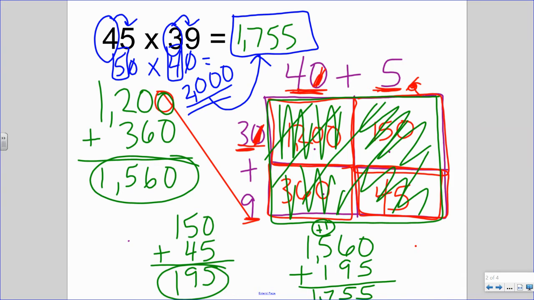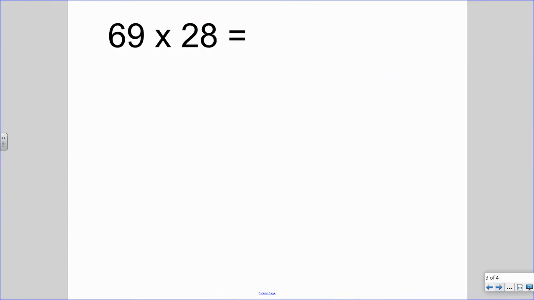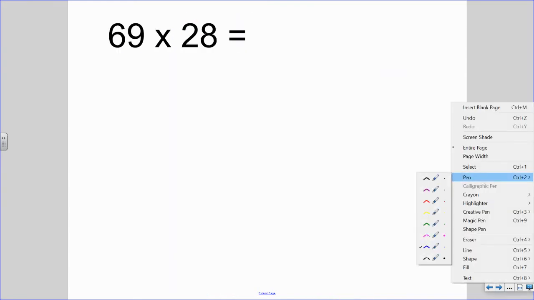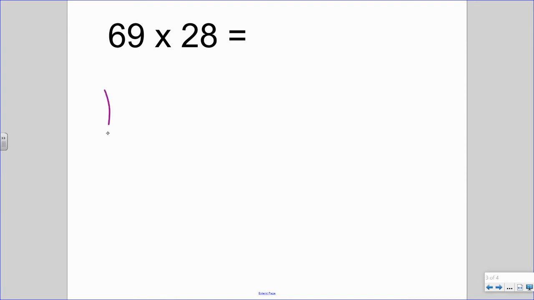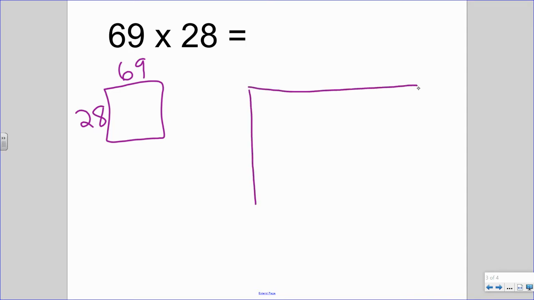Now, estimating can't help fix a small mistake, but I don't think I made any big mistakes here. Let me show you another example. For this one, I would have a length of 69 and a width of 28, but I don't know that. So I'm going to stretch it out into expanded form.